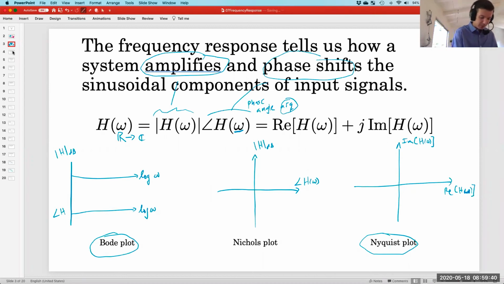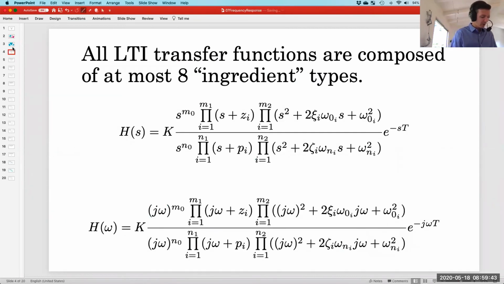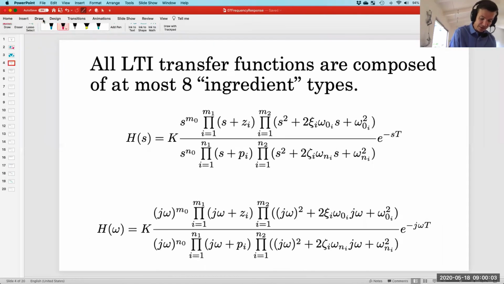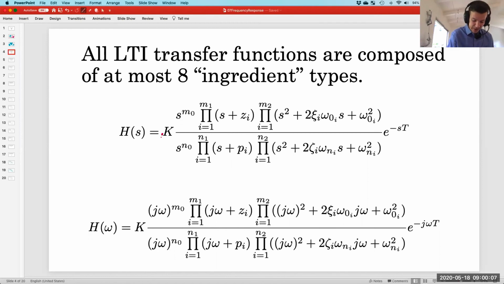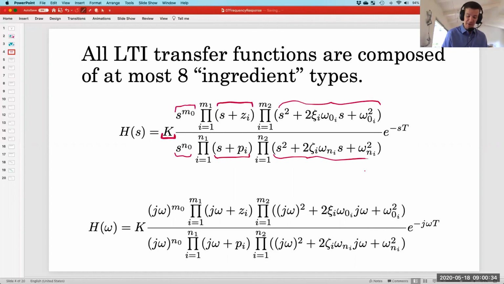Okay. So all of our transfer functions, all of our systems, provided they're LTI, can all really be described in terms of 8 what I call ingredients. So what do I mean by an ingredient? I mean a thing inside the transfer function. They can have constants. They can have zeros located at the origin. They can have real zeros, and they can have complex conjugate pairs of zeros. They can also have poles at the origin, or real poles, or complex conjugate poles. And that's the 7 more common ingredients that you'll find.